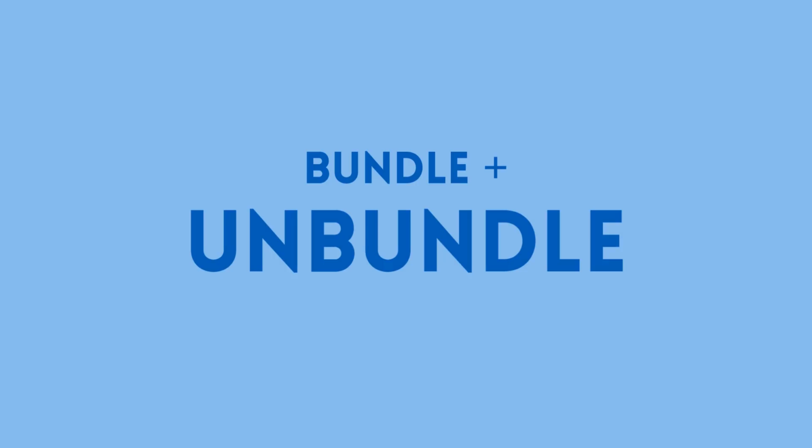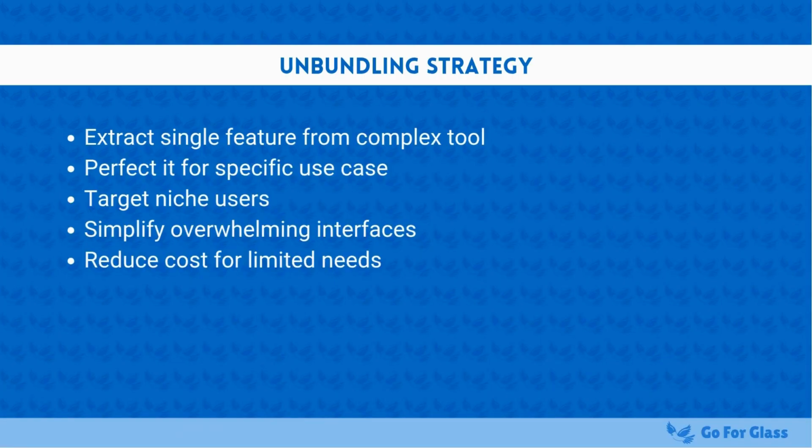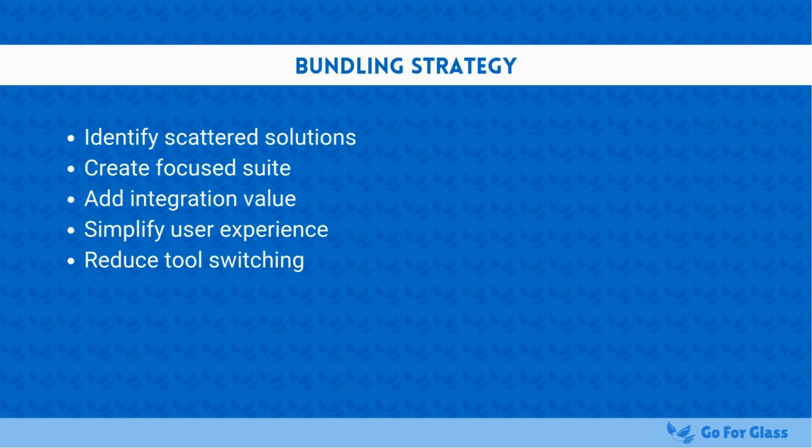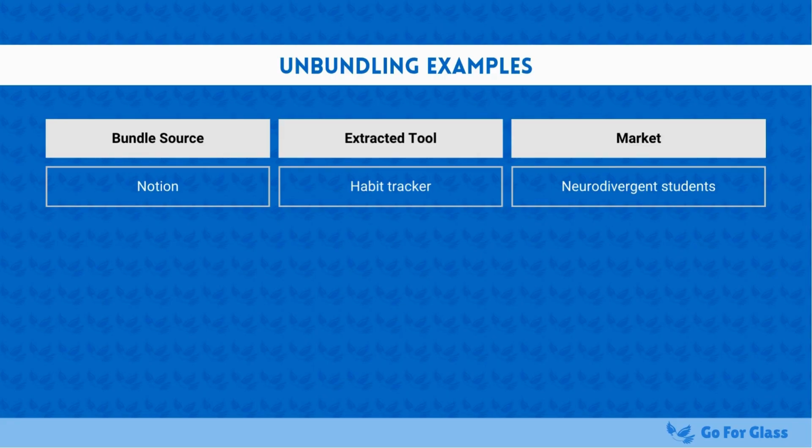Now we have the bundle and unbundle strategy. There are 2 ends to this. You can either unbundle a micro tool from a bundled solution, such as extracting a habit tracker for neurodivergent students from Notion, or you can bundle scattered solutions into a focused suite, such as, say, an all-in-one digital dashboard for pet sitters. These are some unbundling examples. You could, for example, extract a habit tracker for neurodivergent students from Notion, extract the filter app from Photoshop for Insta users, or extract Excel's budget tracker for personal finance using.